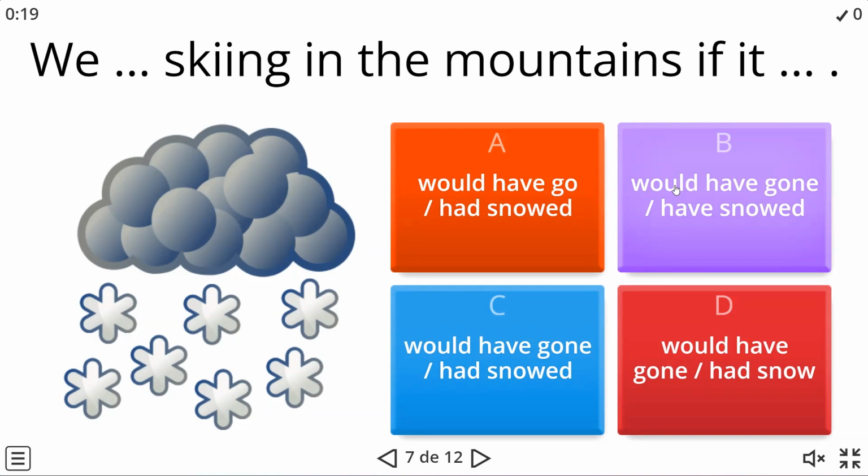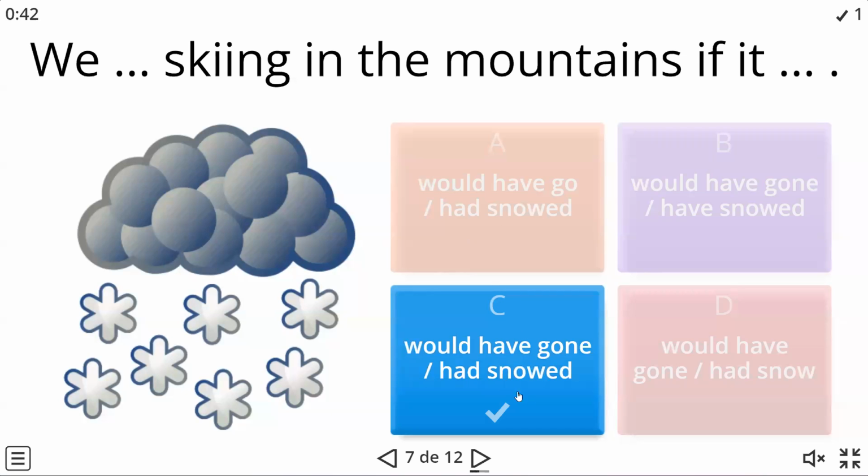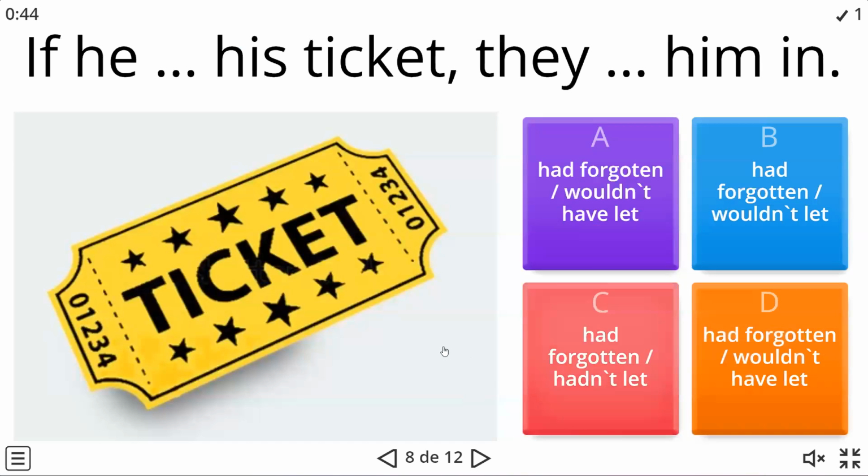We would have gone skiing in the mountains if it, and then past participle. Letter D. Had snowed, or is it had snowed with ed? Would have snowed. Sí, with ed. Letter C. Exact. Yes. Okay, good. Now let's see the next one.